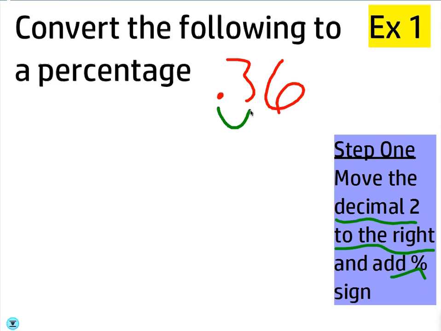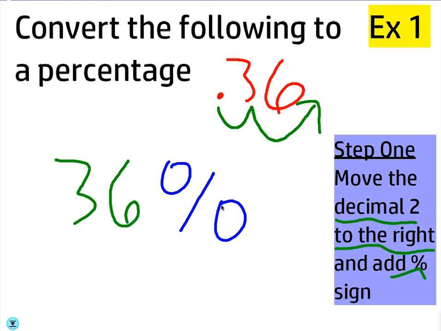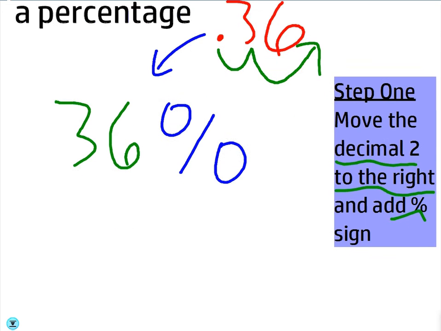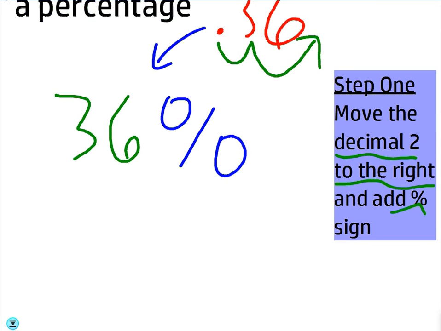So if I move the decimal 2 to the right, it becomes 36. You could say 0.36, right? Or you could just say 36. And then I'm going to add the percentage sign. And that's all I have to do. That's the answer, right? So 0.36 is 36%. Okay. So this seems like the easiest one.